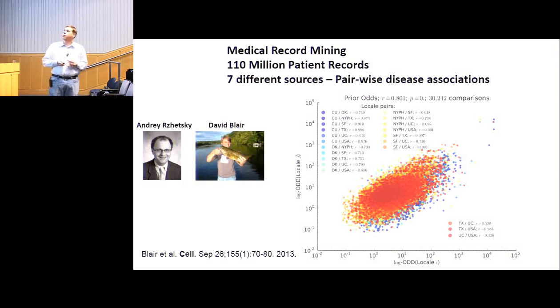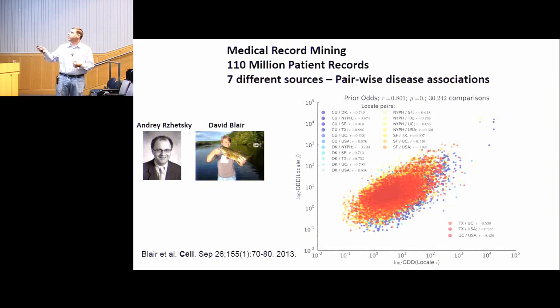One of the other things we've done with this cloud-based system is we've been trying to pull in medical records. Andrey Rzhetsky happens to have a set of 110 million different patient records where he has ICD-9 and 10 codes. Most of those are coming from the United States. We also have the entire country of Denmark. We have a number of different systems that he's mined the data from: Texas, San Francisco, University of Chicago, and so forth.